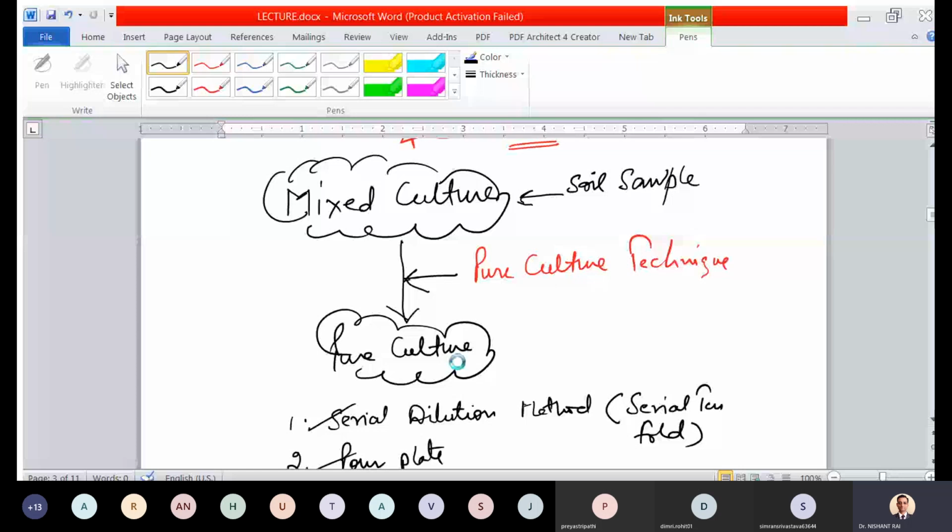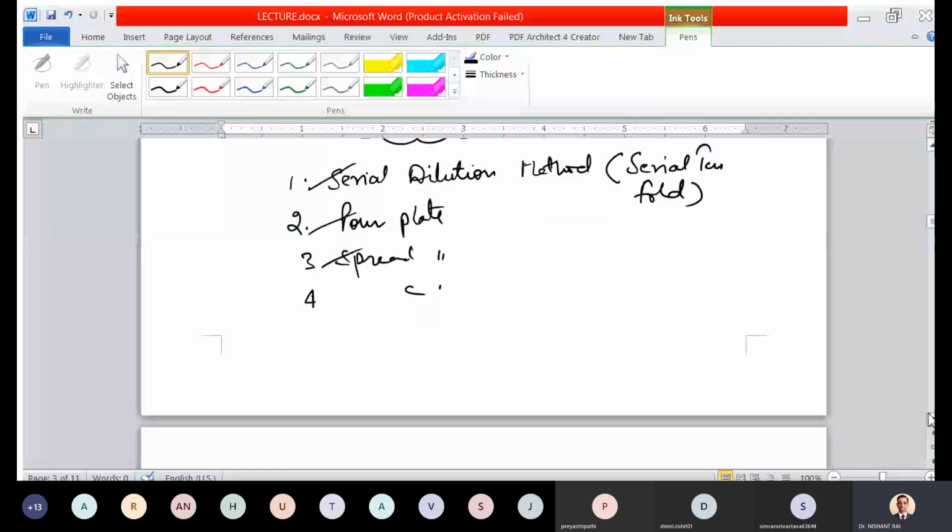How will we isolate the bacterial genera from the mixed culture, and what are the methods involved? So serial dilution method, pour plate method, spread plate method. So we discuss these today.